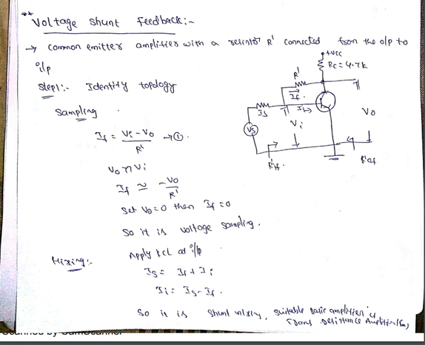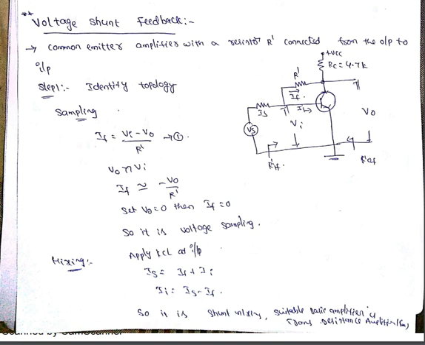Now see the example related to the voltage shunt feedback. The common emitter amplifier with the resistor R dash is connected from output to the input. So that is R dash here, connected from the output to the input. To identify the topology, first your If is equal to Vi minus V0 by Ri. So V0 is greater than Vi. So that is If is equal to minus V0 by Ri.